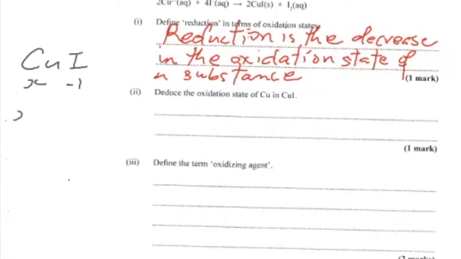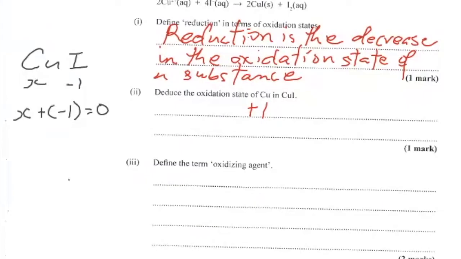So we're saying X, whatever the oxidation number of copper is, plus -1 is equal to 0. So what must we add to -1 so we can get 0? So our answer would be +1. So we write +1. So the oxidation state is +1. Please note that for oxidation state, we write the sign before the number. And for charges, we write the number before the sign. Even though you'll see in many textbooks it being used interchangeably, this is the correct sign convention.